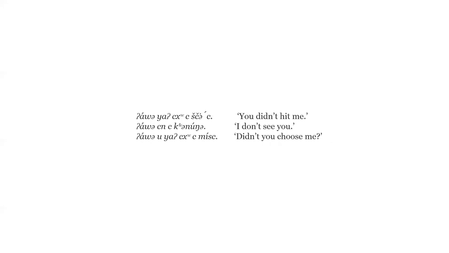An object subject ending stays with the negative word. Here are some examples. Awa yat stuts. You didn't hit me. Awa tsins kwanunga. I didn't see you. Awa uyat mist. Didn't you choose me?